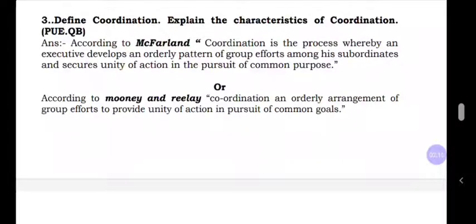The second definition is according to Mooney and Reiley. Coordination is an orderly arrangement of group efforts to provide unity of action in pursuit of common goals. This also gives the same meaning or explanation that I have explained just now. It is better to write the second one.